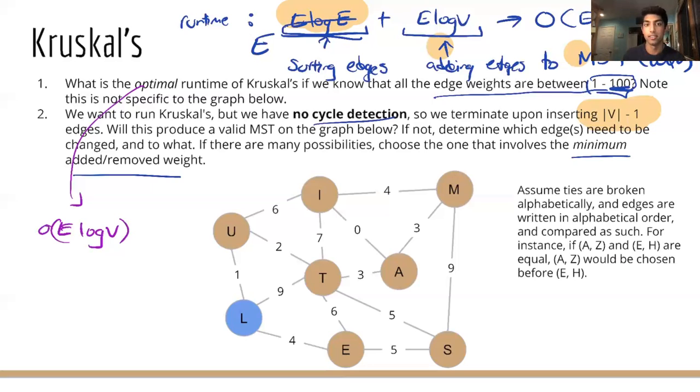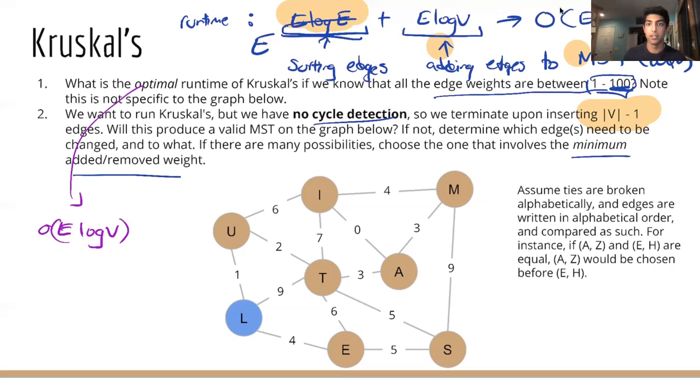Any questions? Wait, is there a difference between optimal and best? So optimal is usually used in terms of algorithms. Best is more like a hand wavy term, I'd say, but they're pretty similar. Does that seem fair? Yeah.